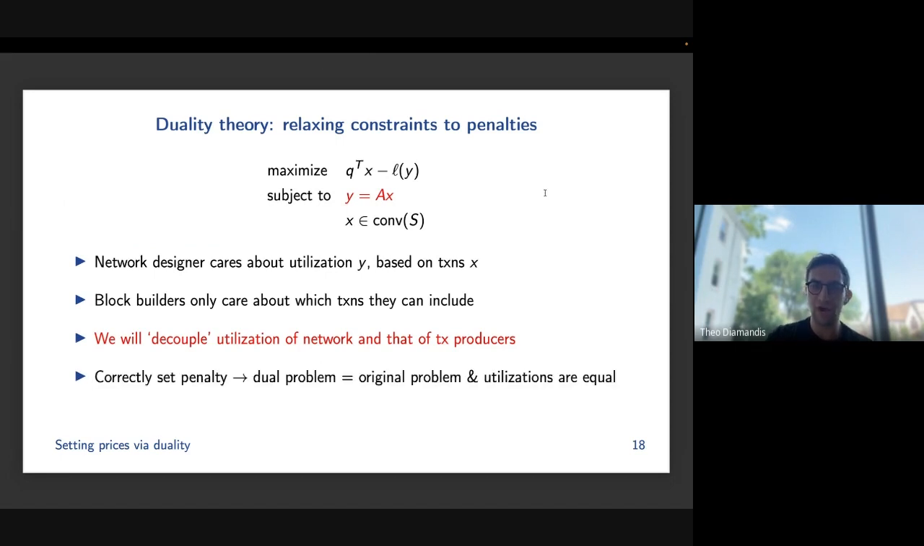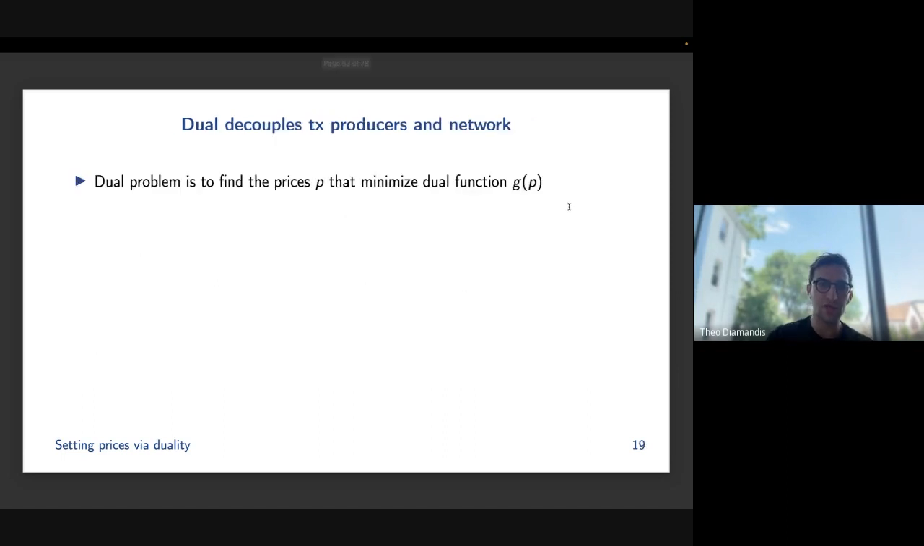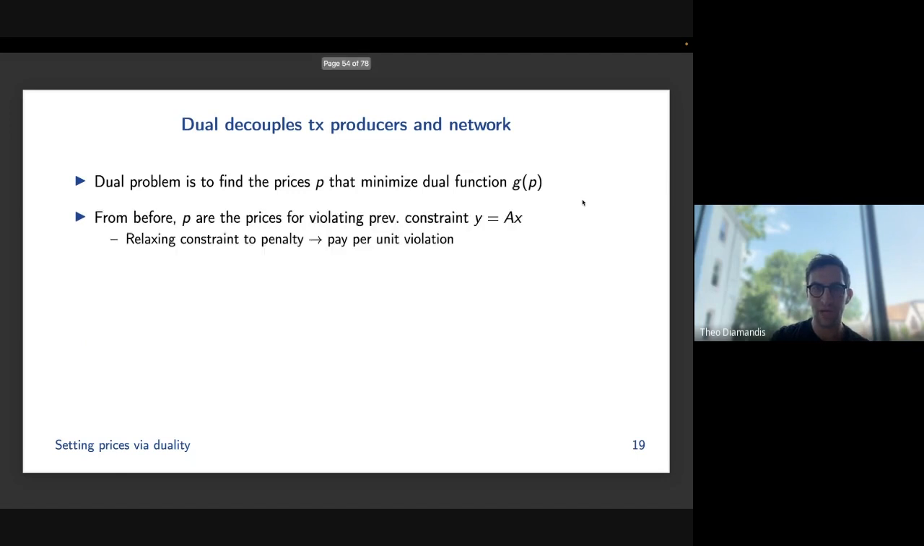And again, if we correctly set the penalty on this relaxed constraint, that means that the dual problem, which I'm going to define momentarily, which is this kind of relaxed problem, solving the dual problem is going to be equivalent to solving the original problem, and the resource utilizations are going to be equal. So the dual problem is going to be: find the prices P that minimize the dual function, which I'm going to call G of P.